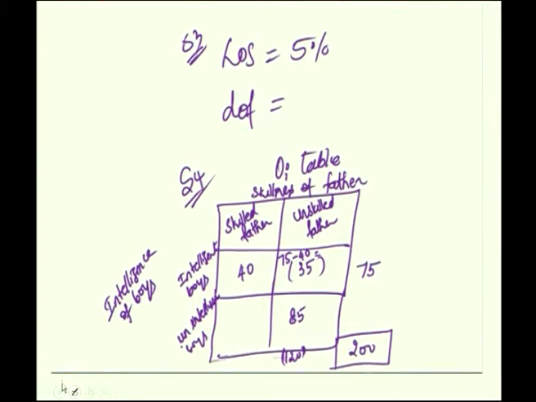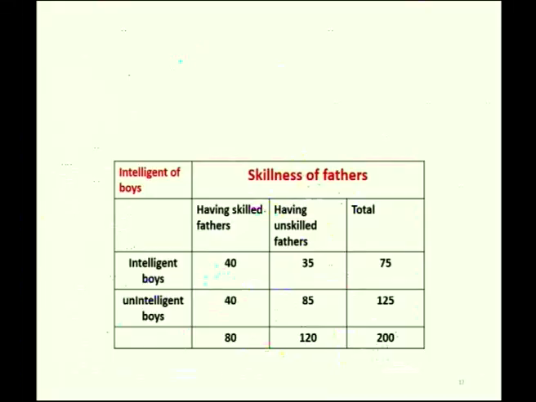Therefore, this particular value here, that is the skilled fathers total, will be 200 minus 120, which is 80. When this is 80 and intelligent boys with skilled fathers is 40, the unintelligent boys will be 80 minus 40, which is equal to 40. Now we have framed this tabular column. This is the tabular column formed.